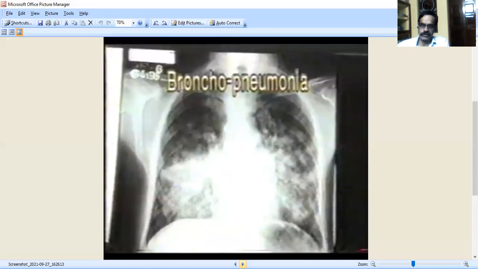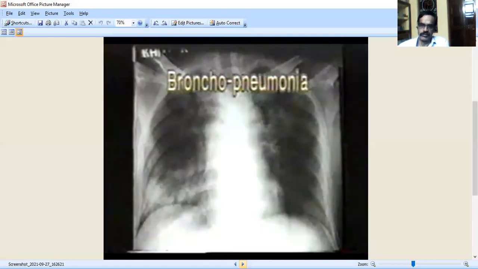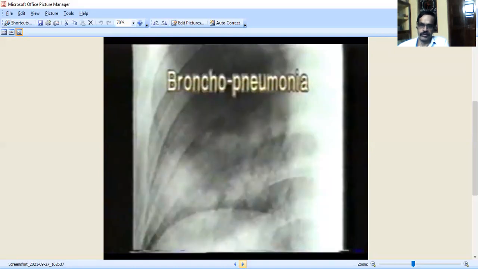In bronchopneumonia, you can see white shadows along the course of the bronchi. This type of shadow is seen in bronchopneumonia, pulmonary edema also, and in bronchial asthma, chronic conditions. In this bronchopneumonia, you can see in the right lower lobe the cotton wool-like fluffy shadow, isn't it? This is also bronchopneumonia. In the lung parenchyma, you see cotton wool-like discrete fluffy shadows, seen in bronchopneumonia also, isn't it?